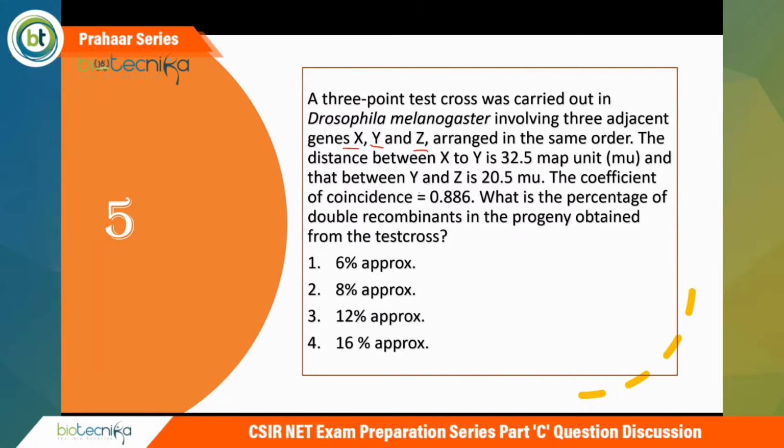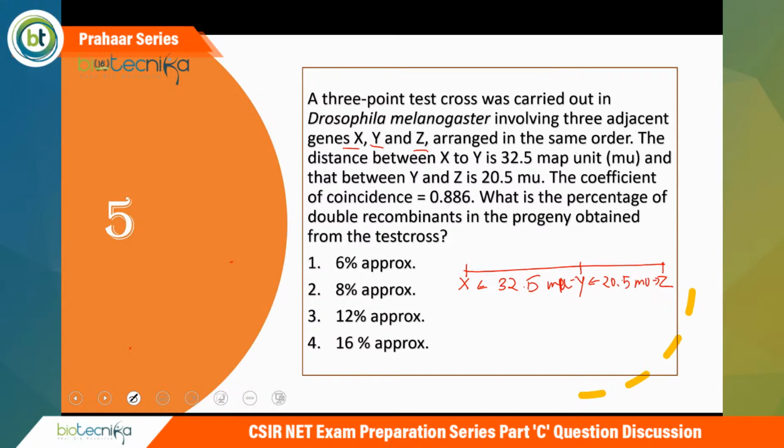So what information is given to us? The gene map is already given, so I'll draw the gene map. There are 3 genes located on it, X, Y, and Z. The distance between X and Y is 32.5 map units, and the distance between Y and Z is 20.5 map units.